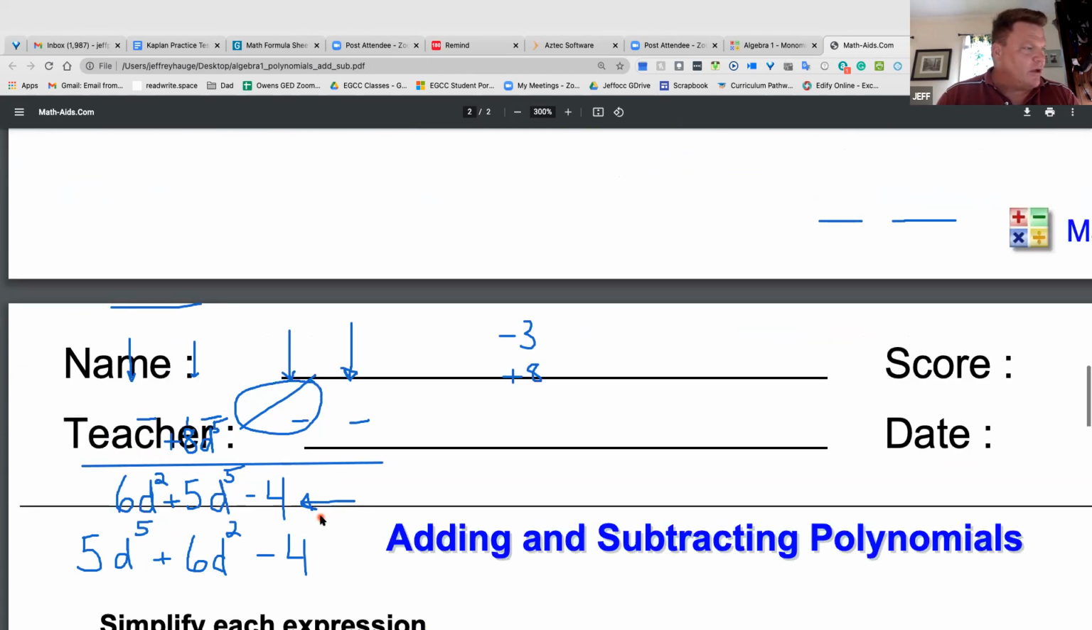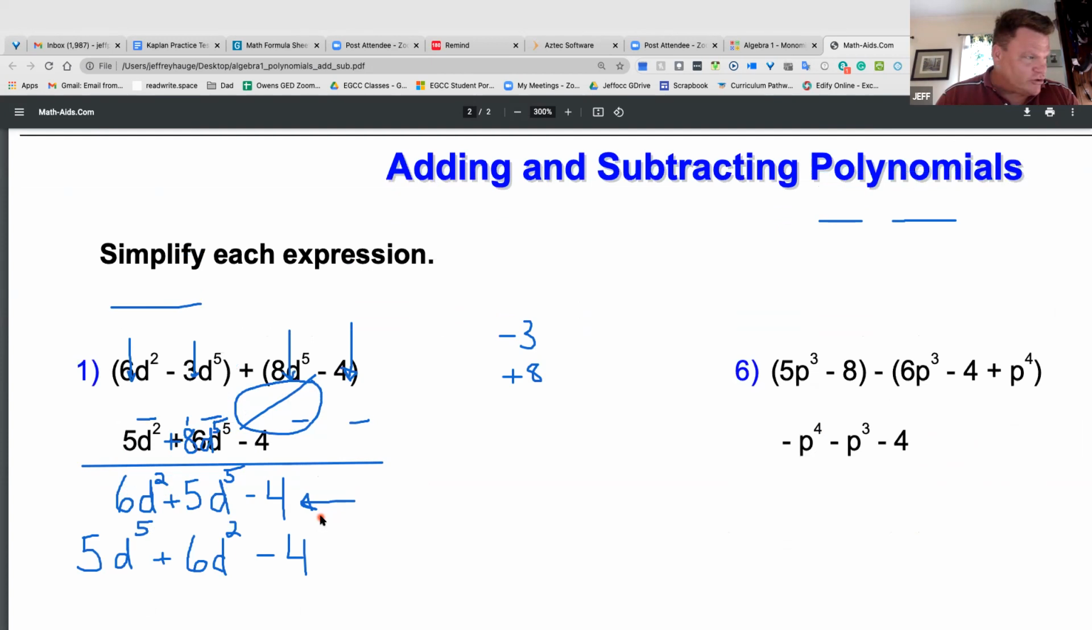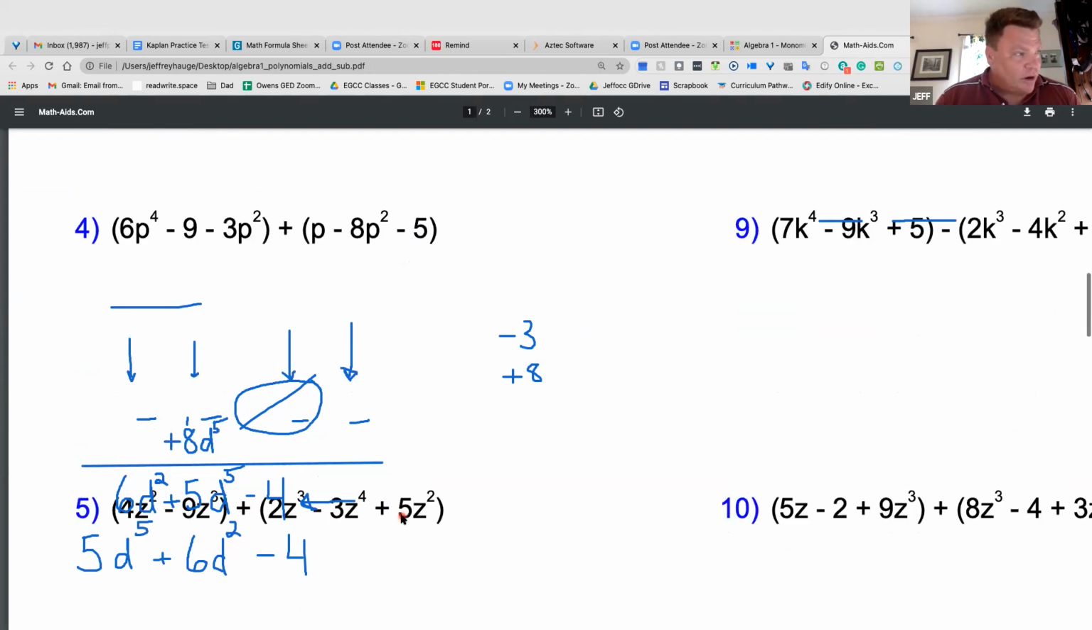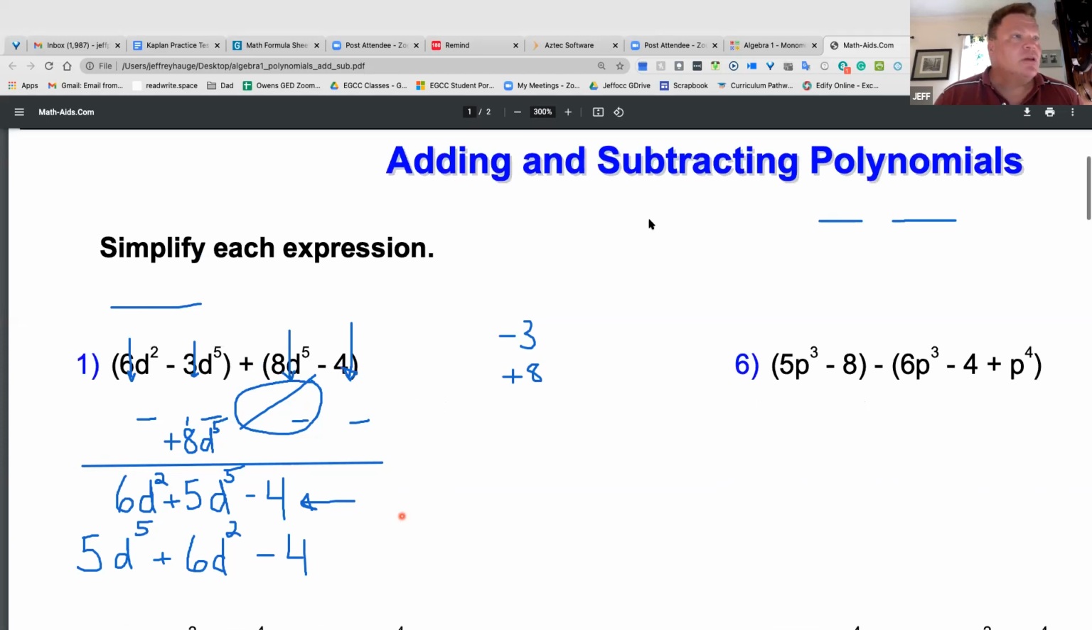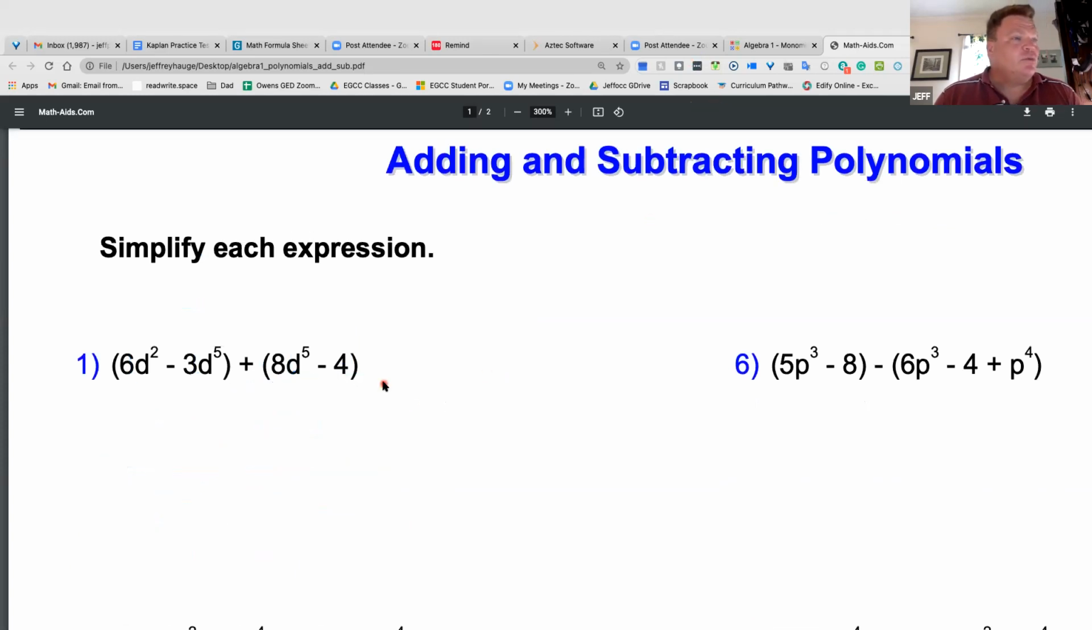Okay, we're right. They're wrong. Love finding a typo in an answer sheet. 5d to the fifth, that should be the fifth, plus 6d to the second, it should be the fifth, minus 4. So, all right, mathaids, I hope you're watching. You've got a typo there. Next one. Actually, I remember when we were doing this in class, there are some typos in this one section for some reason.